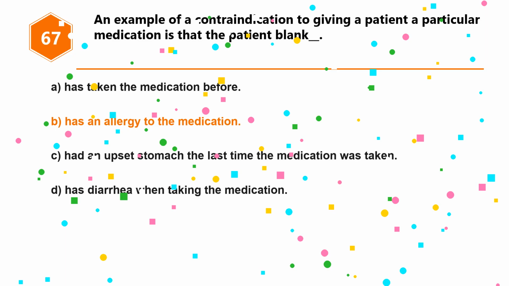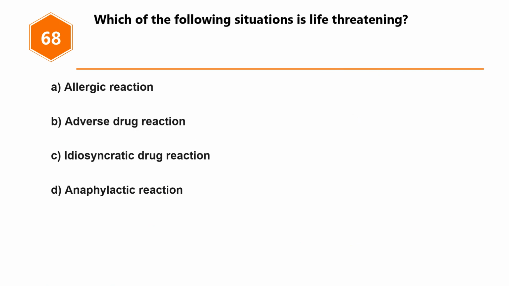The correct answer is option B, has an allergy to the medication. Question 68. Which of the following situations is life-threatening? Option A, allergic reaction. Option B, adverse drug reaction. Option C, idiosyncratic drug reaction. Option D, anaphylactic reaction.